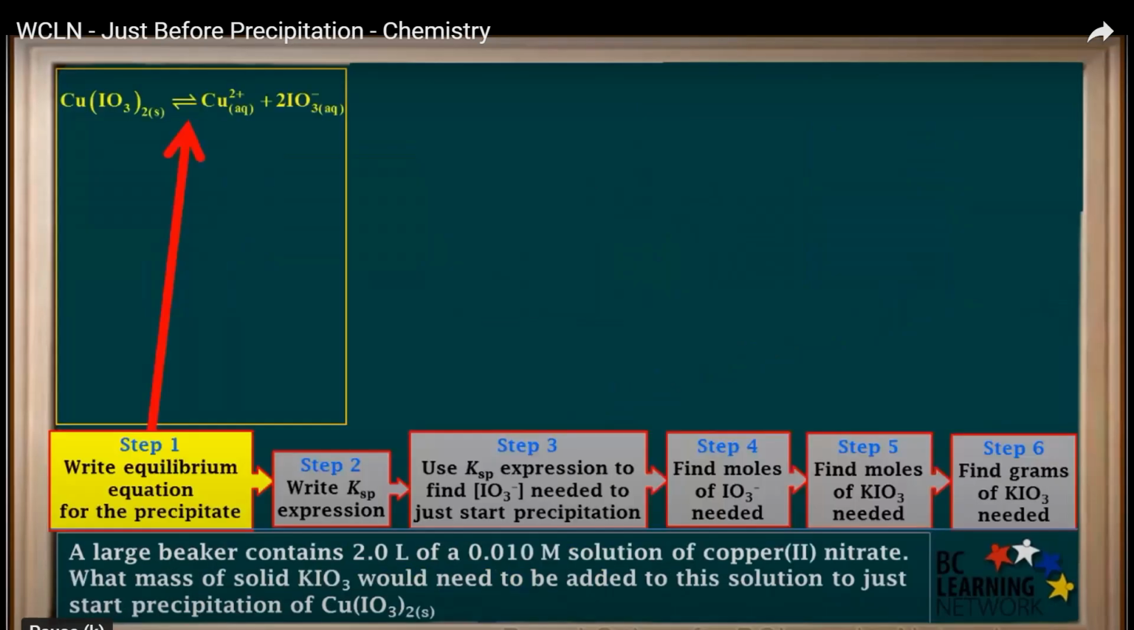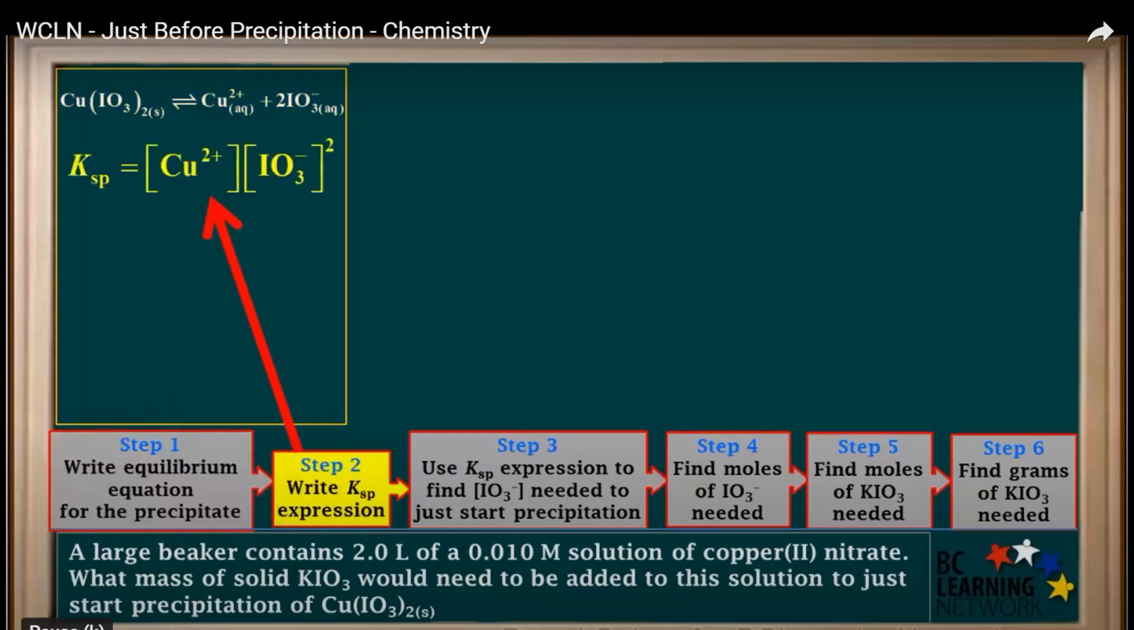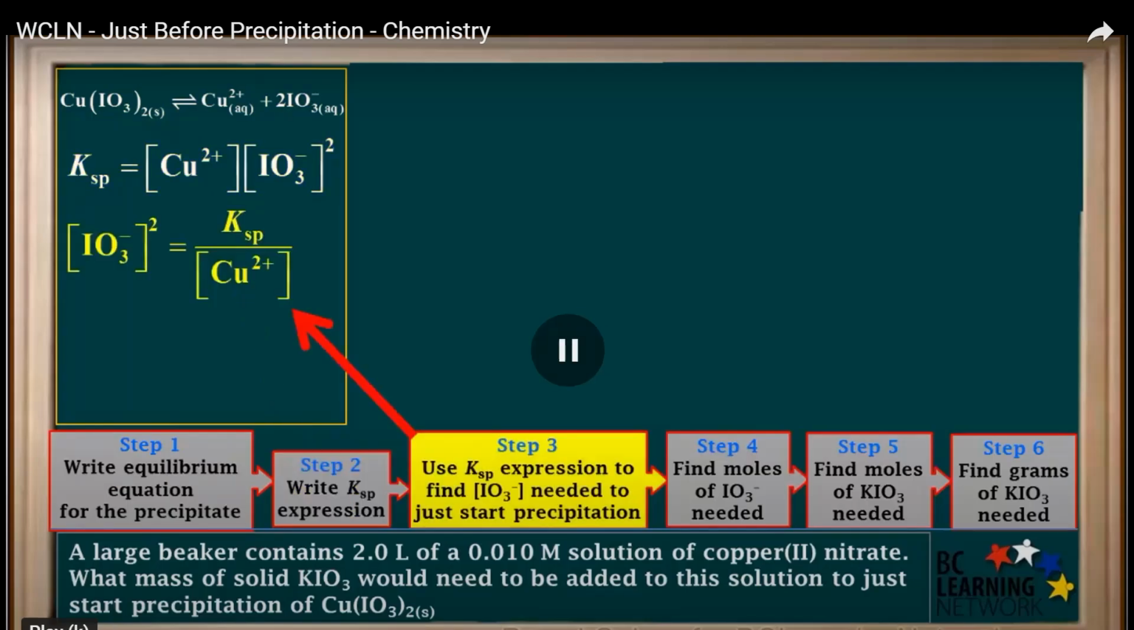Now we're on page 72. We'll start by writing the equilibrium equation for copper 2 iodate. Notice there is 1 Cu2 plus and 2 iodate ions. The KSP expression is Cu2 plus times IO3 minus squared. So you can check that you have that correct: Cu(IO3)2, and then you should have a Cu2 plus and 2 IO3 minus. You don't have to fill it in on page 72 if you've already done it yourself, but you can if you want to.